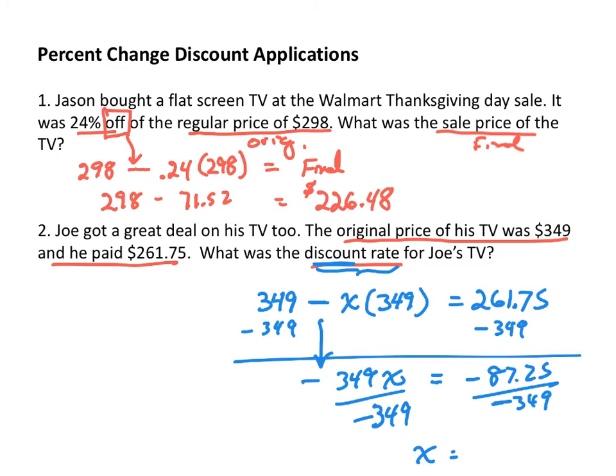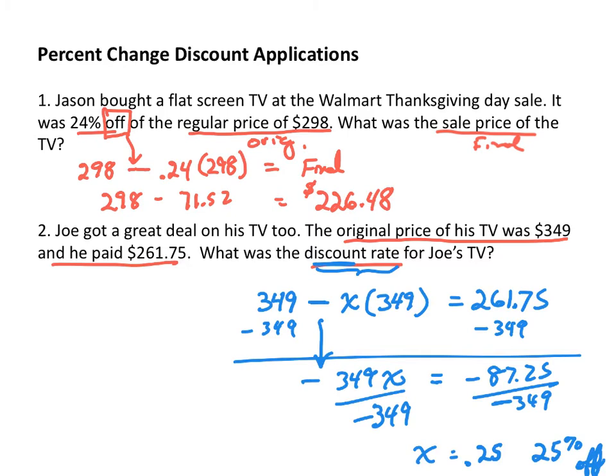And that should be 0.25, which is 25% off. So that was Joe's discount. He got a better deal, 25% off compared to 24% off.